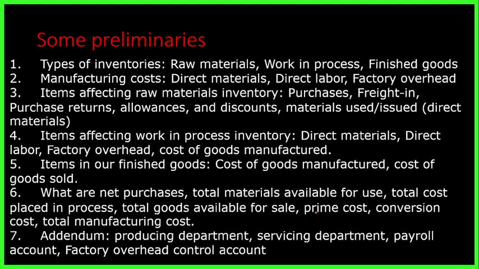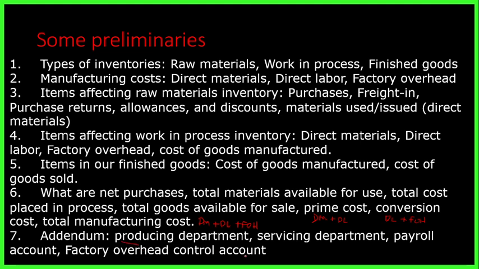Okay, we already discussed this earlier, no? What are prime costs? These are your direct materials plus your direct labor. Conversion cost is your direct labor plus your factory overhead. And your total manufacturing cost is your direct materials plus direct labor plus your factory overhead. Okay, and also, as of this point, you should know what is the producing department.